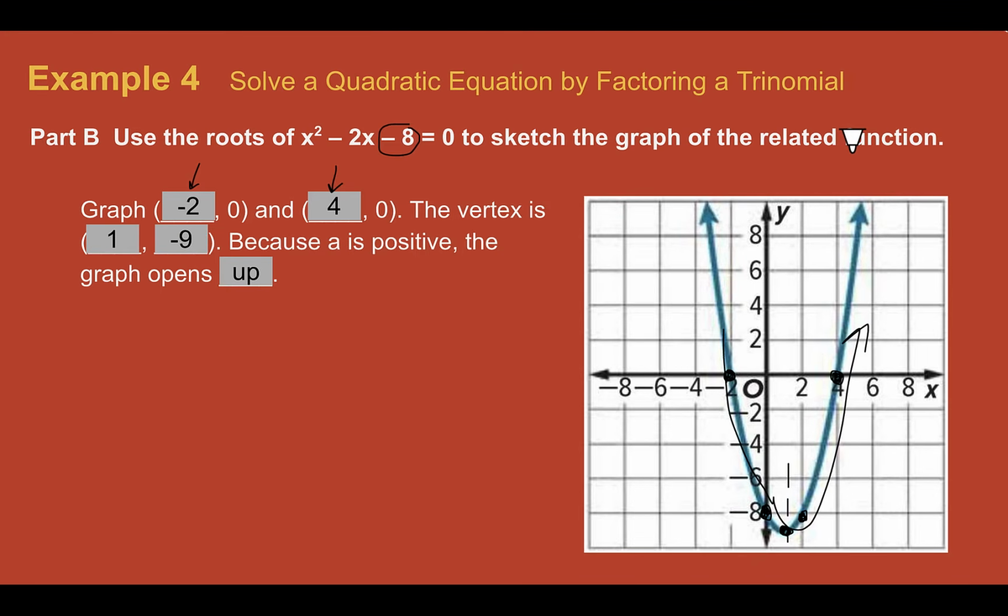So when you're creating a graph from an equation, you can use the zeros. From there, you can find the vertex. The y-intercept is usually somewhere in the equation. And then from there, plot those points, and you can get your graph.